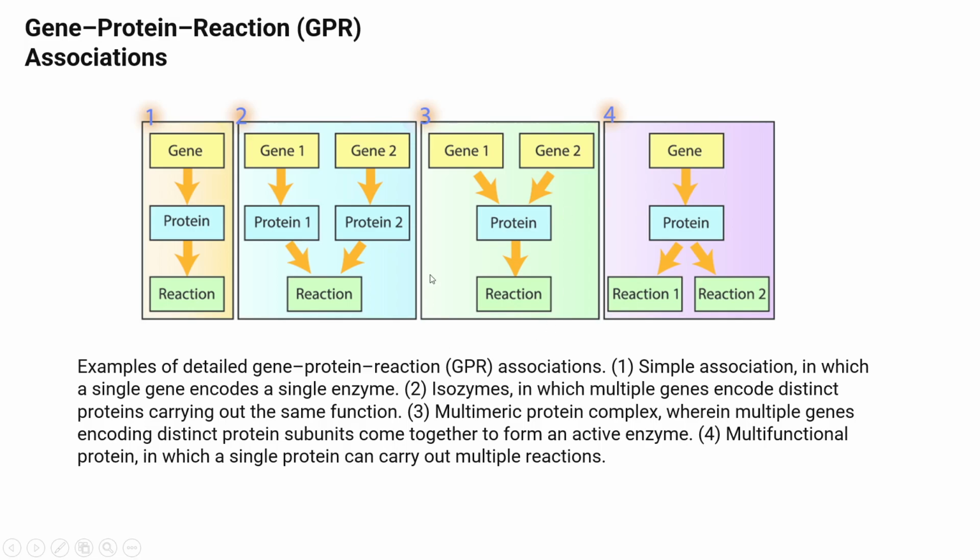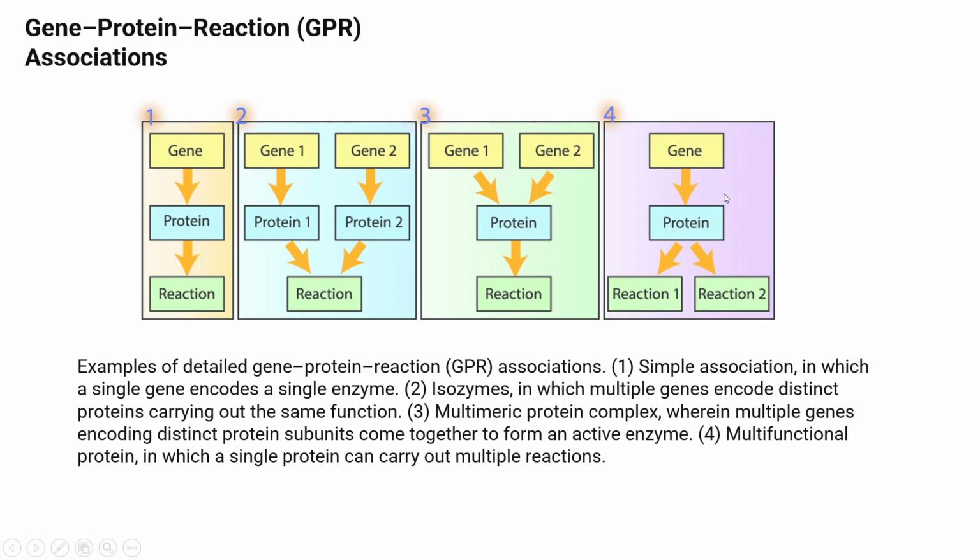So you have different genes encoding different subunits of the enzyme, and when all the subunits are taken together, they form the functional enzyme. So this is basically a multimeric protein complex.